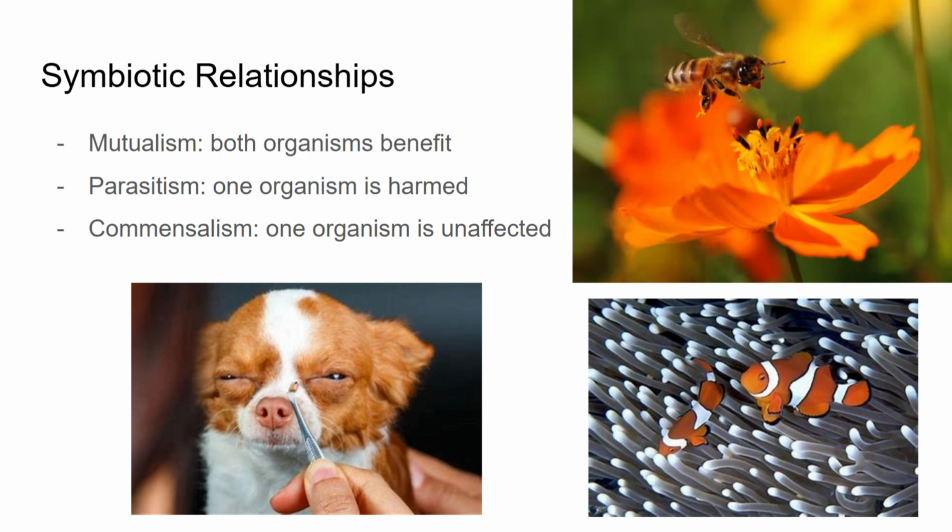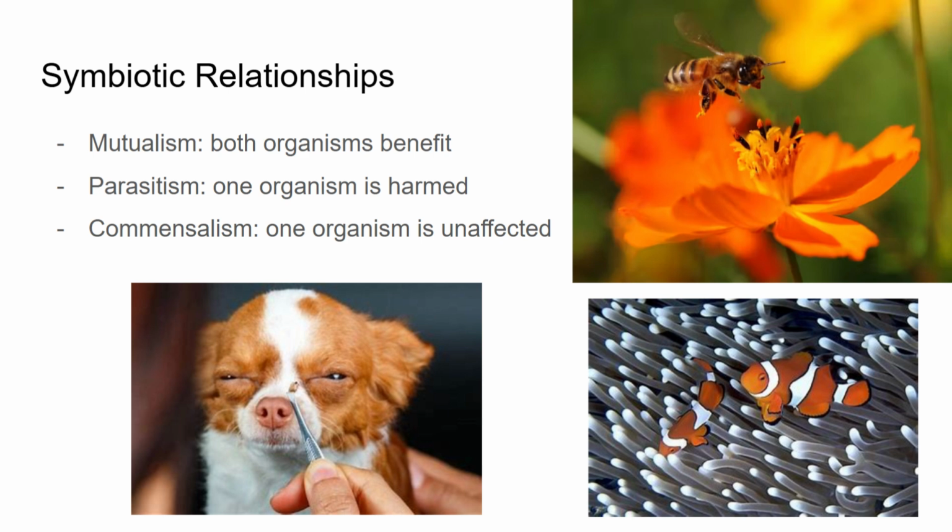Parasitism is the next main symbiotic relationship. This is when one organism is harmed while the other one benefits. A good example of this one is a tick benefiting from latching onto a dog, and of course the dog is harmed in this process.